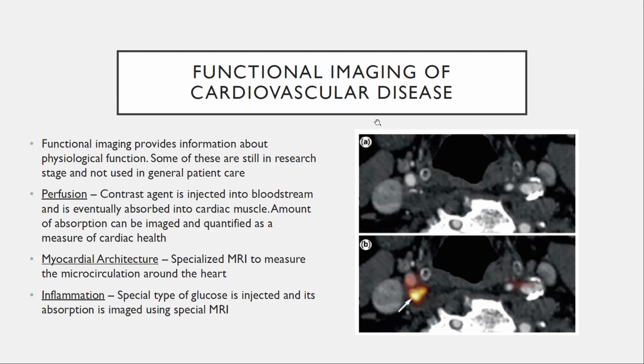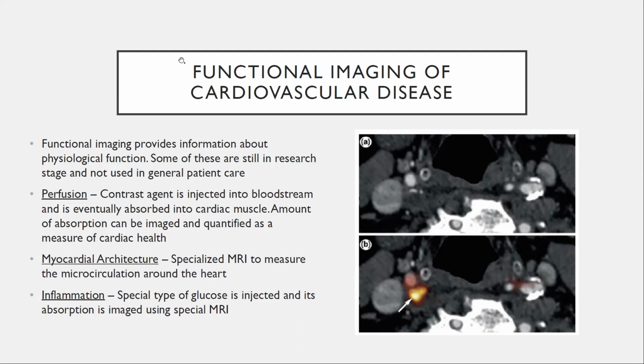Okay. And so another type of functional imaging is myocardial architecture. Okay. And so this is a specialized kind of MRI technique to image the microcirculation around the heart. So all the capillaries and all the really tiny blood vessels around the heart. You can image those with myocardial architecture. Myocardial sounds similar, but not quite. Yeah, myocardial architecture. Yeah. Mm-hmm.